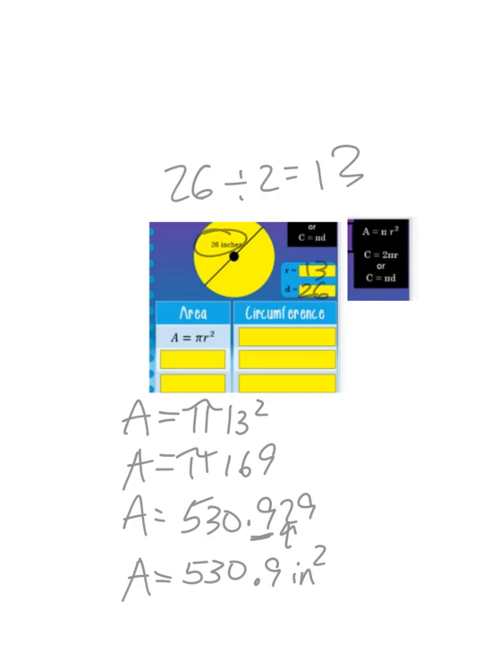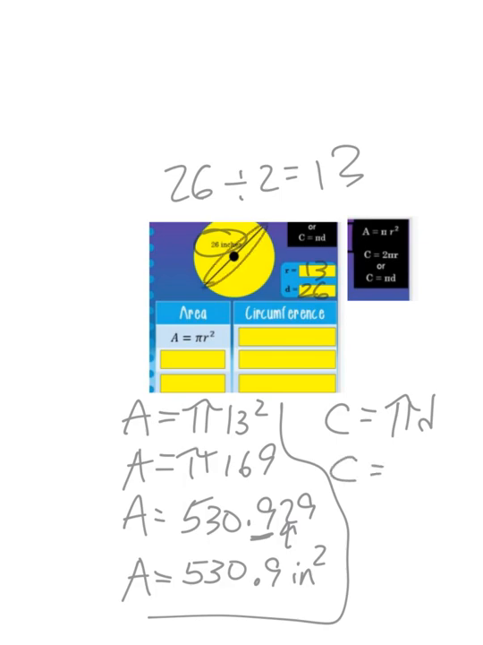All right. So for the next one, and again, I'm going to do it down here, kind of block off my space. So circumference is equal to pi times d. I'm going to use diameter because that's what we're given here. So circumference equals pi times 26.